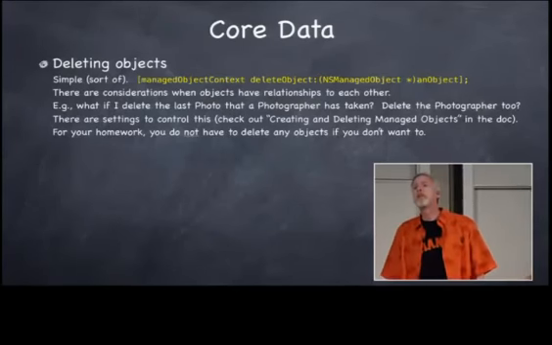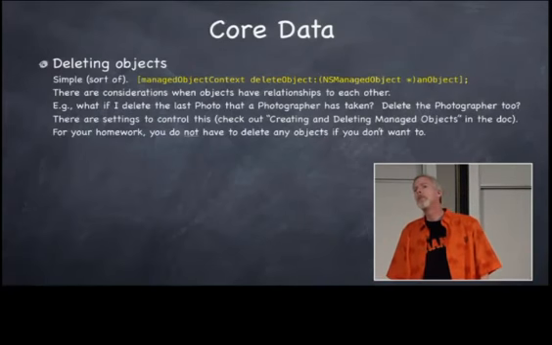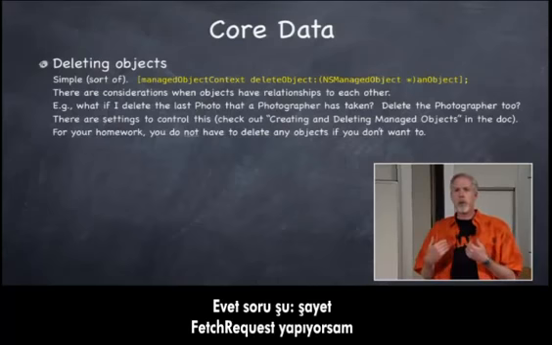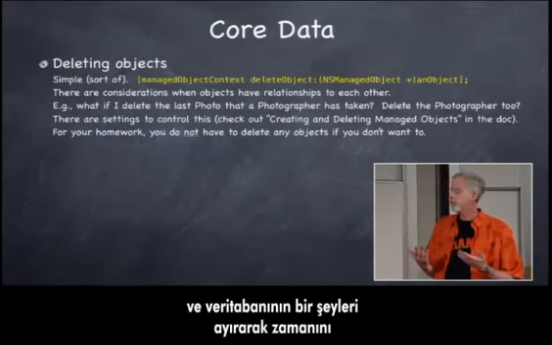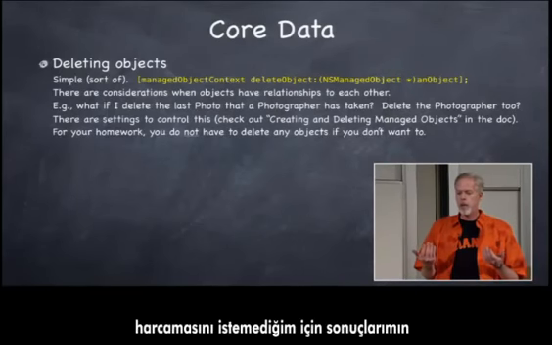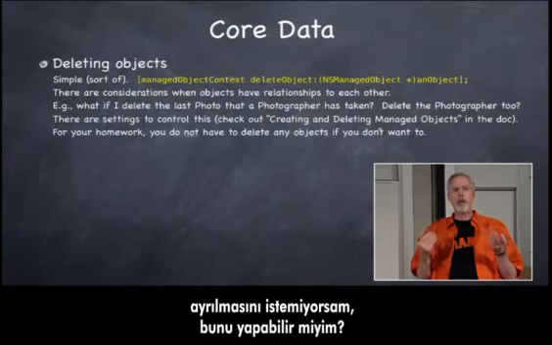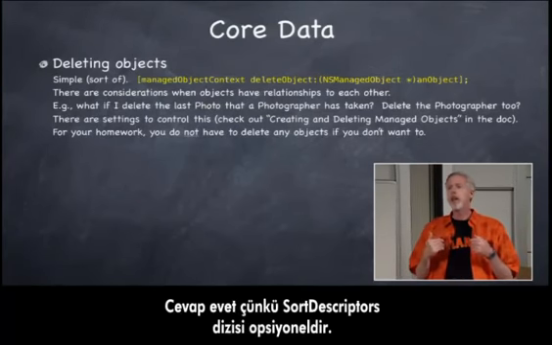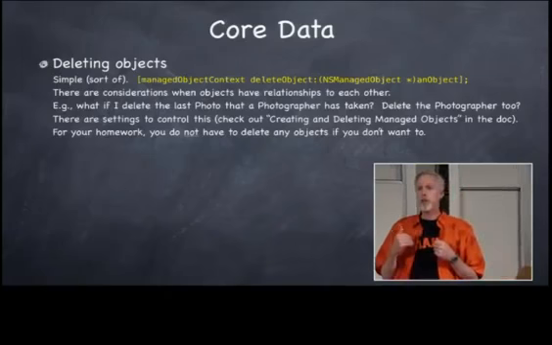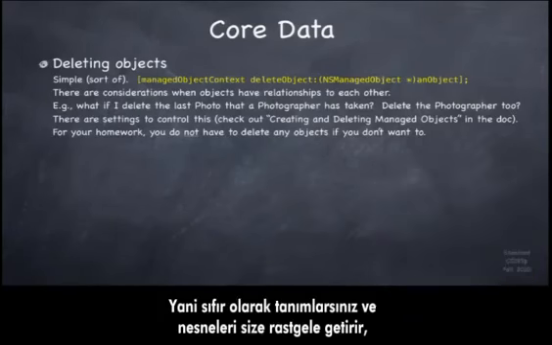When fetching, is it possible to return an unsorted array and make it run faster, or does it not really? Yeah, so the question is, if I'm doing a fetch request and I want to get my results not sorted, because I don't want the database to waste its time sorting things, can I do that? And the answer is yes, because that sort descriptors array is optional.